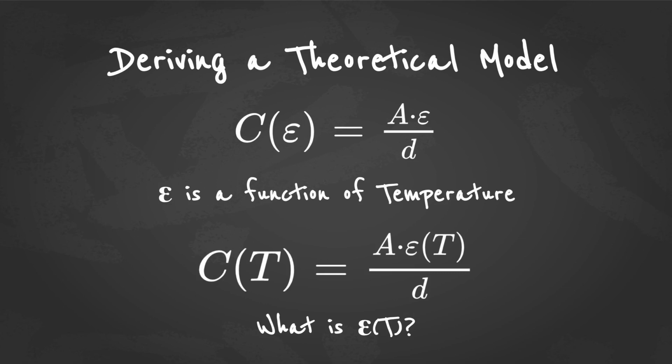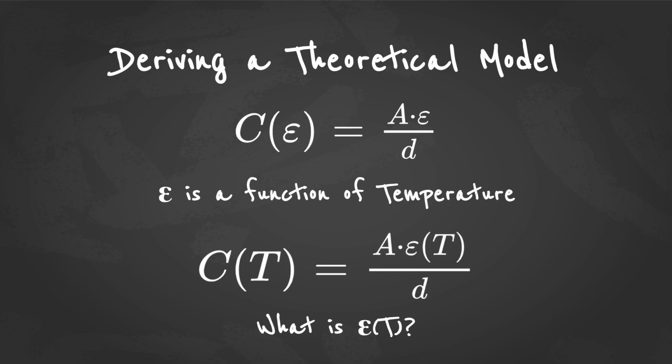Now we're going to move further into deriving a theoretical model. First, we know the general capacitance formula is C is equal to A times epsilon over D. In our specific situation, we want capacitance to be a function of epsilon, so we have indicated that within the brackets. So C, a function of epsilon, is equal to A times epsilon over D.